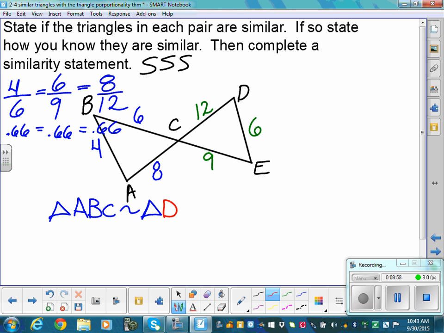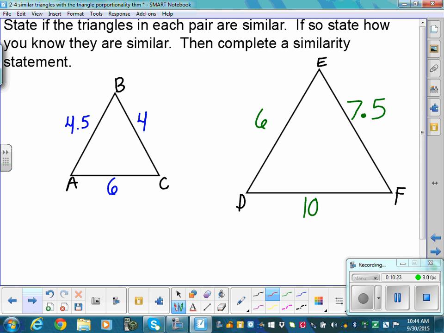Now B is between the medium side, 6, and the smallest side, 4. So between the medium side is 9, and the smallest side is 6, so that must be E. Thus, C is the C. Questions on that one? Okay, we're almost there.